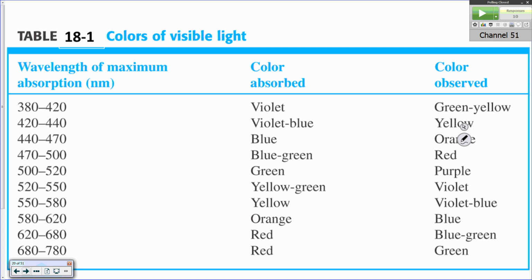Now this table covers the visible light spectra, and keep in mind the color that we see is not the color that's absorbed. For example, if I choose the 500 to 502, the color that's absorbed is the green. The color that we observe is the purple in that. So we see the complementary color when we look at things.